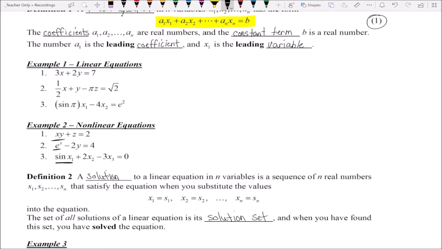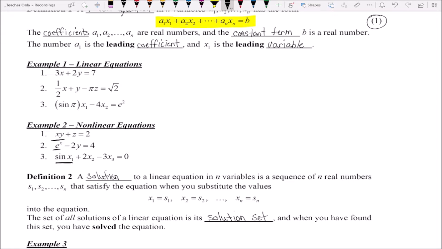There are several possibilities in a solution set. You could have it being empty, meaning there's no solution. You could have a single solution, so there's only one sequence of values that satisfy the equation. You could also have an infinite number of sequences that satisfy the equation, so an infinite set.